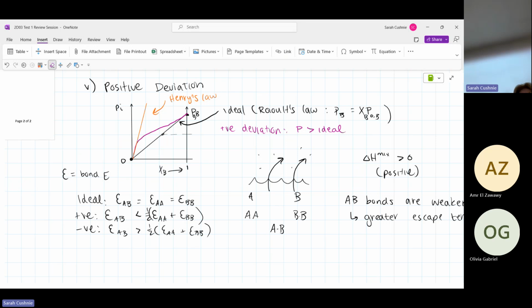So what are their charges? What are their crystal structures? What is the temperature? What are their hydrophobicities and all that jazz? Okay. Yeah. And the ideal case would be showing Raoult's law, and the positive and negative shows Henry's law. Yes.